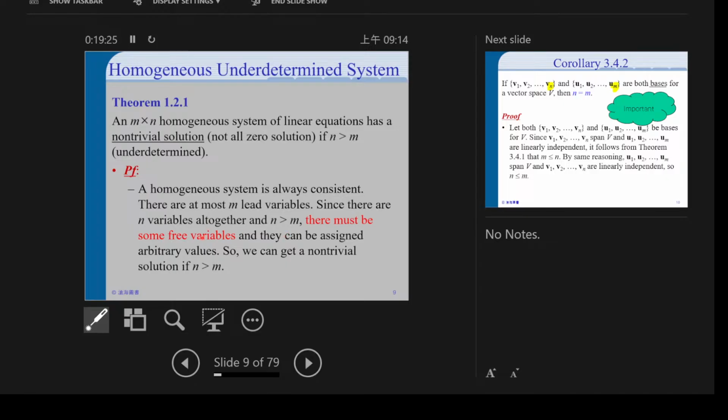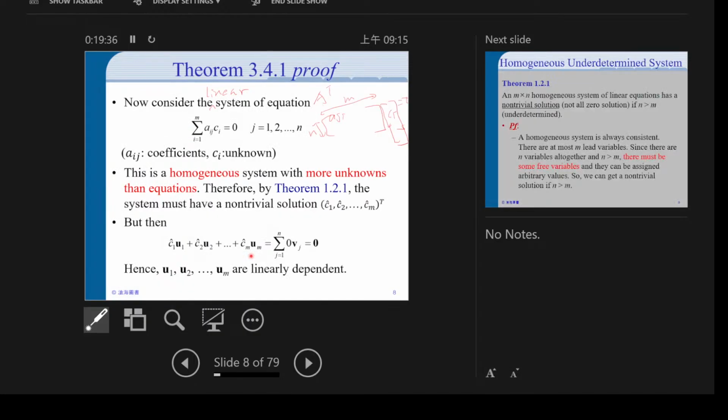This is a bit of a review of the homogeneous underdetermined system. If you do Gaussian elimination, then you see that there must be some free variable, and because there is a free variable, there are infinitely many solutions, so there are non-trivial solutions to your homogeneous system. And we know it's a homogeneous system, so you must have a solution. So this has a non-trivial solution, and finally we put this back to our u.